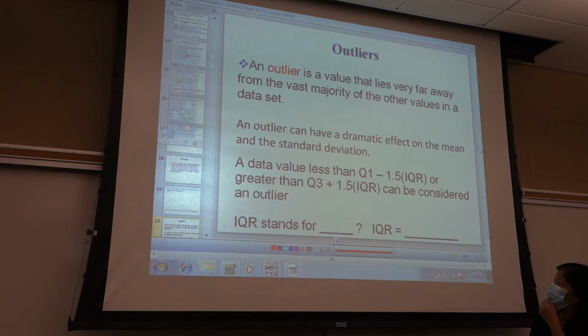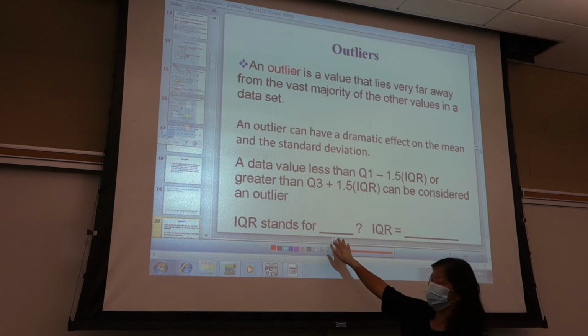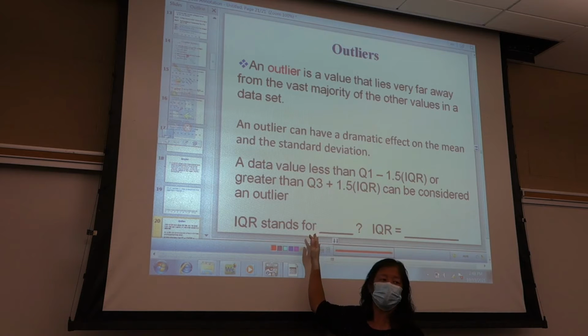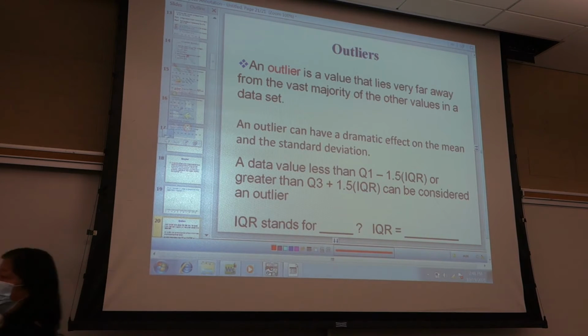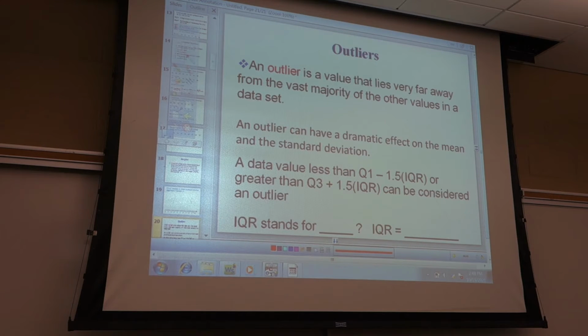What you need to know is, what does IQR stand for? What do the letters stand for, IQR? Interquartile range. Interquartile range, great. And then how do we find our interquartile range? Q3 minus Q1.